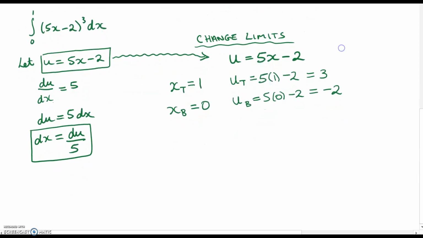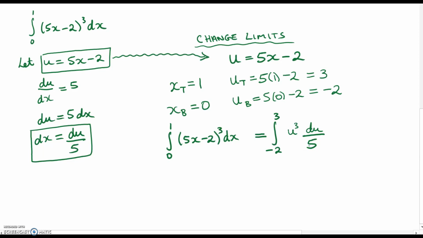Now, here is a key part. The original question in terms of x was the integral from 0 to 1 of (5x minus 2) cubed dx. We're going to say that that's now equivalent. The bottom limit is minus 2, the top limit is now 3, and instead of 5x minus 2, we're going to call that u, and it's going to be u cubed, because it was (5x minus 2) cubed. And we're going to replace the dx with du over 5.